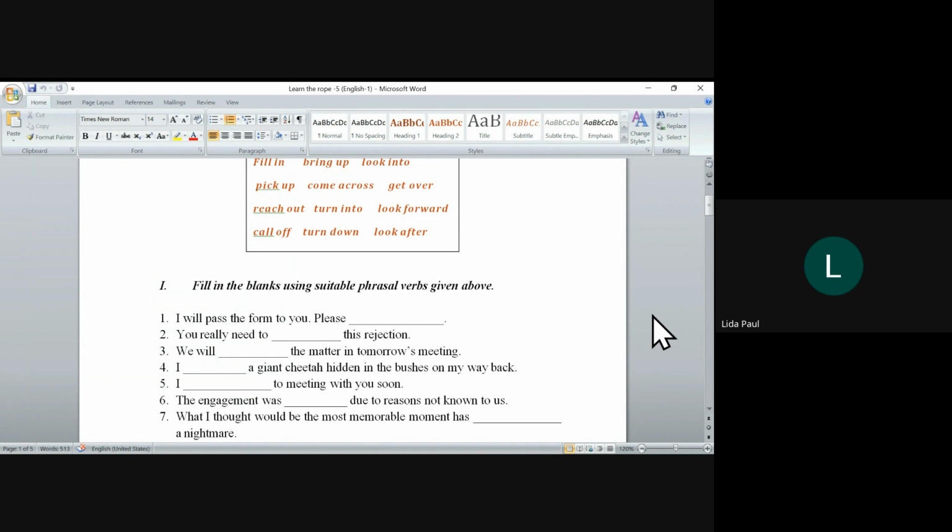No answer? Nobody knows? Have you heard this? Not turn down. Have you heard this phrase, get over the rejection, right? You need to get over something, right? When you get over something, this something can be a rejection, or a failure at something, right? So the phrase is get over this rejection. You really need to get over this rejection.